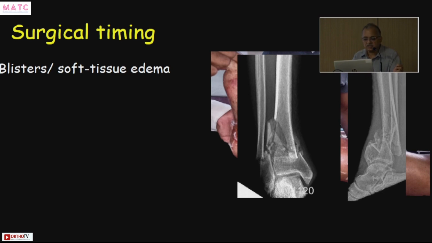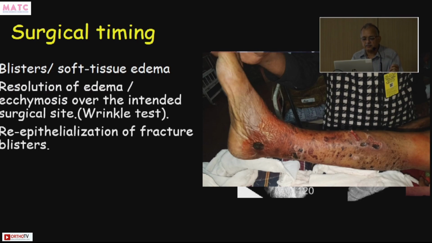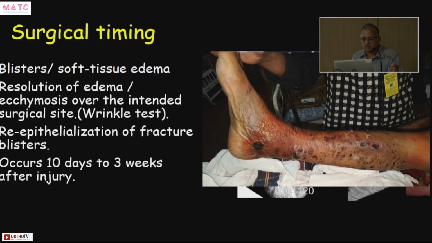So this is the X-ray of that patient, and you wait sufficiently until the blisters resolve, the edema subsides, the ecchymosis disappears, and a wrinkle sign appears. That is the time when re-epithelialization of the fracture blister occurs.